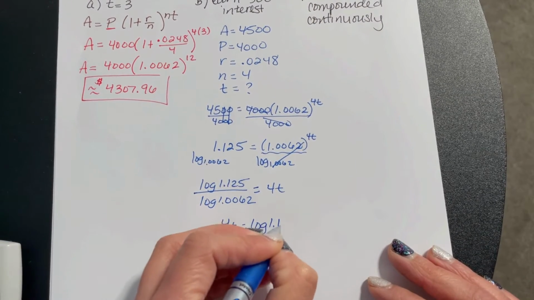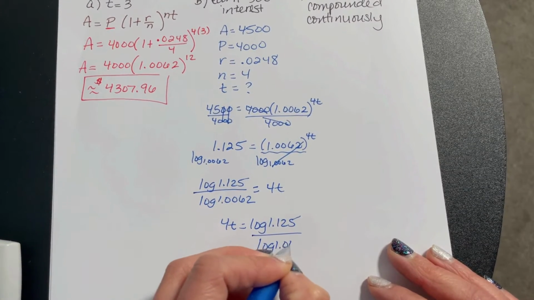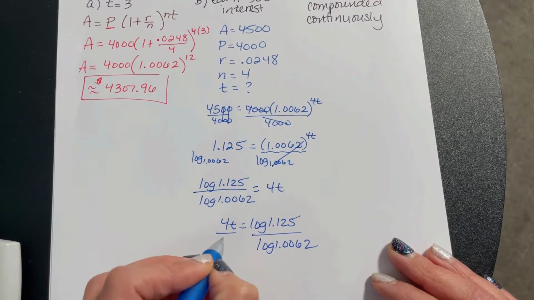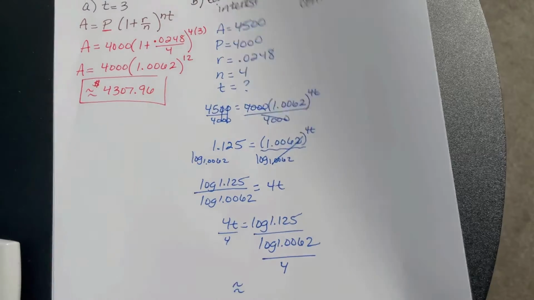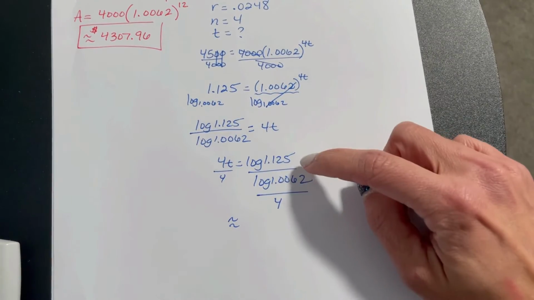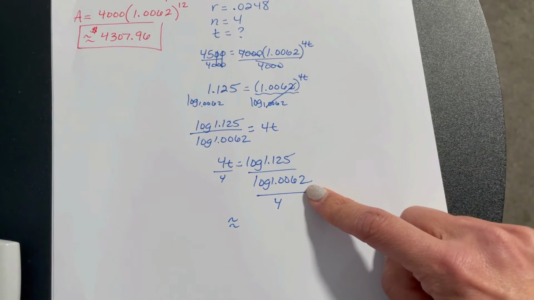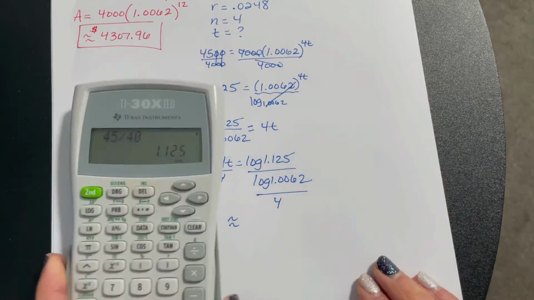Log of 1.125 over log 1.0062. I still need to solve for t, though, so I'm going to have to divide by 4. I'll write it like this, and then we'll put the little squiggly equal sign. In my calculator, I'm going to type in log of 1.125 divided by log of 1.0062, hit equals, and then divide by 4 and hit equals.